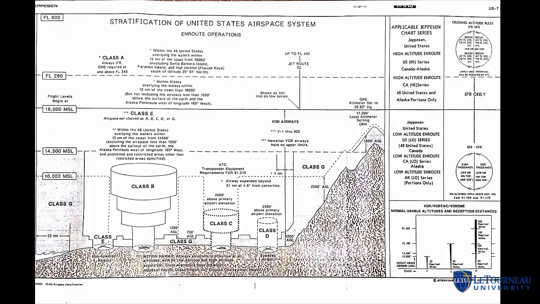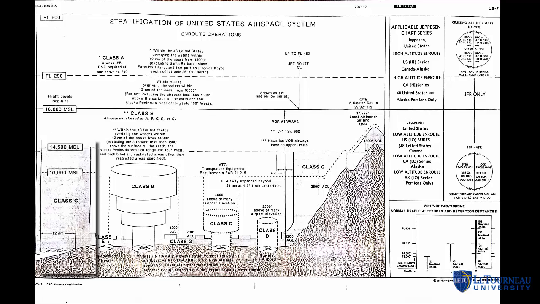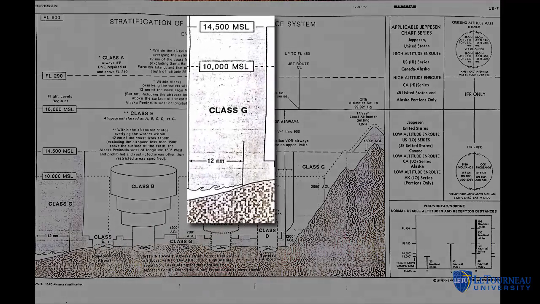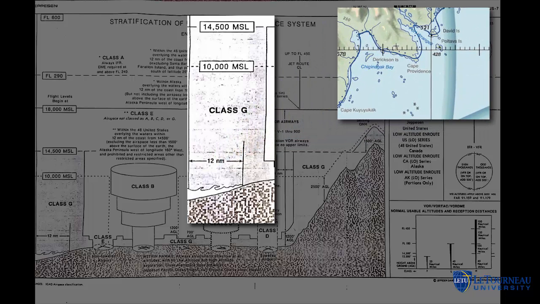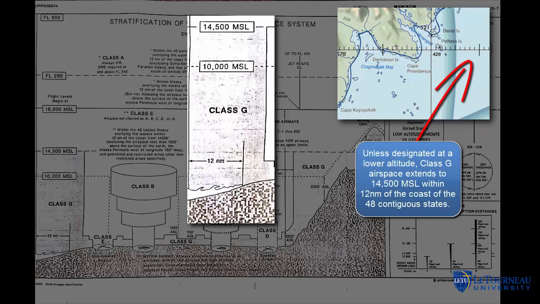Alright, here we have another Class G area on the Jeppesen chart. This one talks about Class G airspace as it relates to the coast of the 48 contiguous United States, and shows us that within 12 nautical miles of the coast of the 48 contiguous United States, Class G, unless otherwise depicted, extends to 14,500 feet MSL.